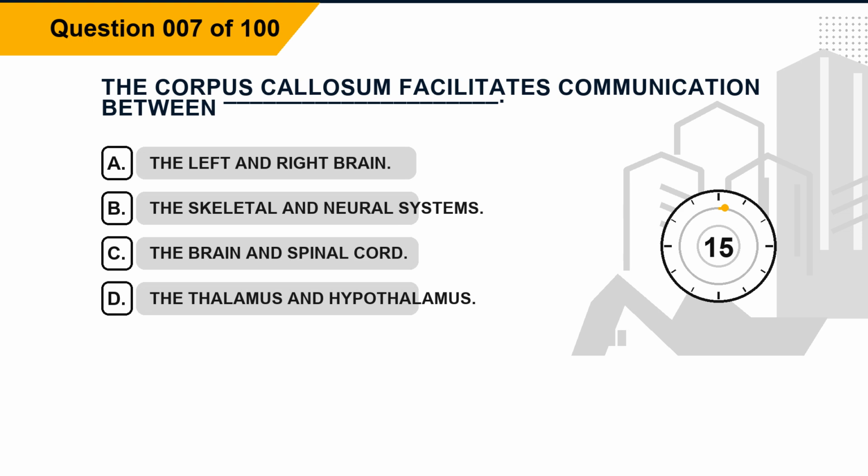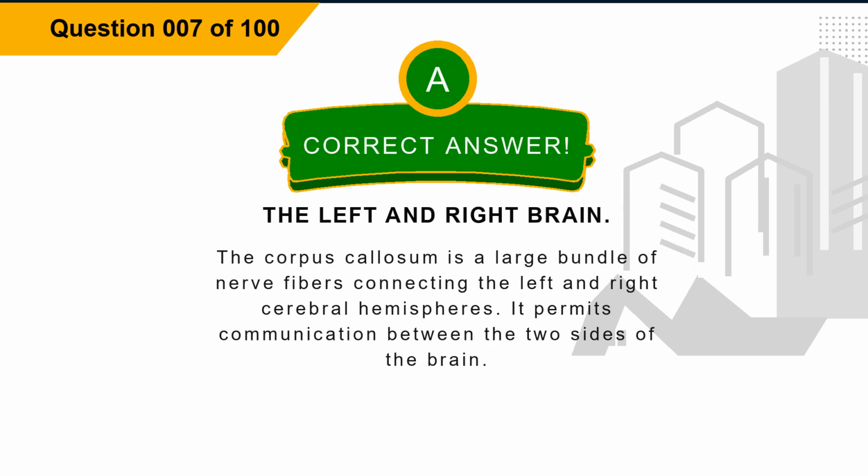Question 7. The corpus callosum facilitates communication between blank. Option A, the left and right brain. Option B, the skeletal and neural systems. Option C, the brain and spinal cord. Option D, the thalamus and hypothalamus. The correct answer is option A, the left and right brain. Explanation. The corpus callosum is a large bundle of nerve fibers connecting the left and right cerebral hemispheres. It permits communication between the two sides of the brain.